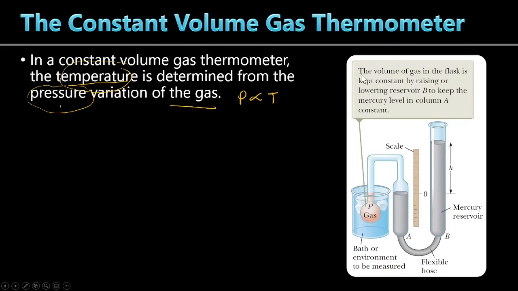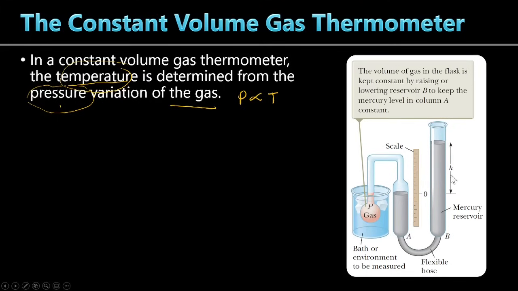Okay, so let's read it from here. The volume of the gas in the flask is kept constant. How is that kept constant? By raising or lowering the reservoir B. So, this is your reservoir B. In this reservoir, the level of mercury will rise or will be lowered depending on the temperature variation.